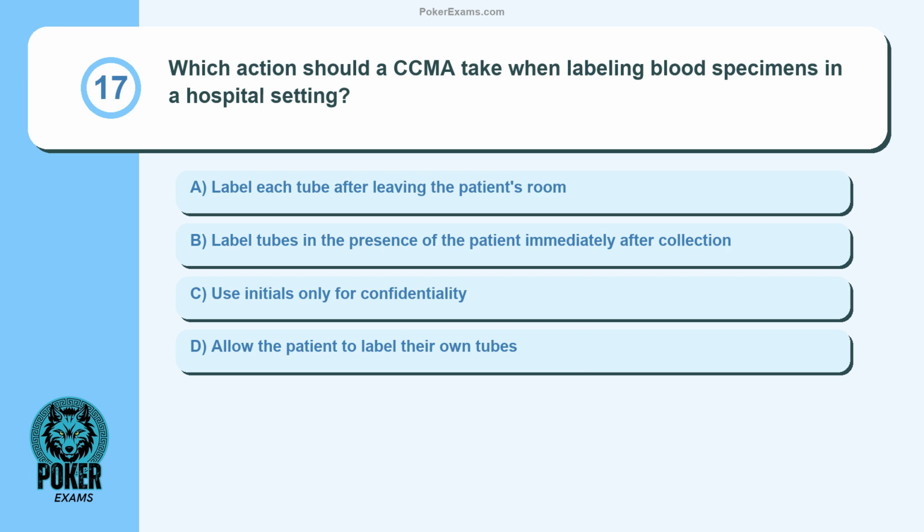Question 17. Which action should a CCMA take when labeling blood specimens in a hospital setting? Label each tube after leaving the patient's room. Label tubes in the presence of the patient immediately after collection. Use initials only for confidentiality. Allow the patient to label their own tubes.